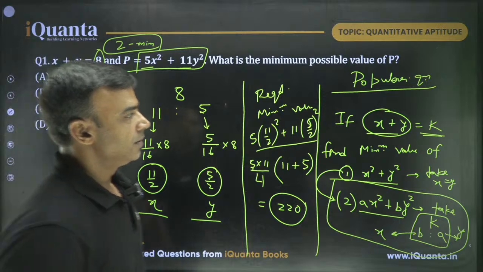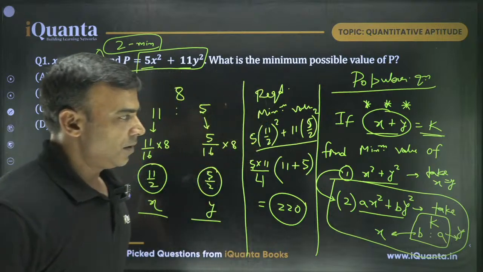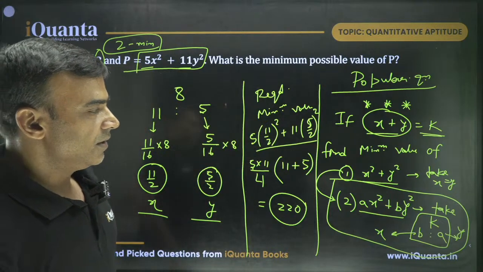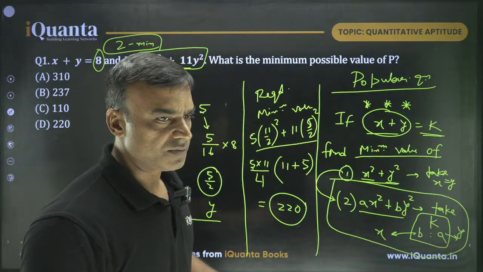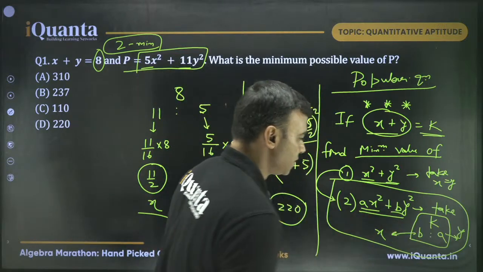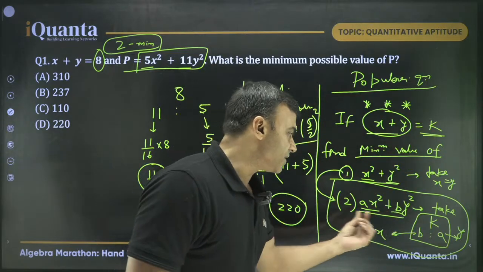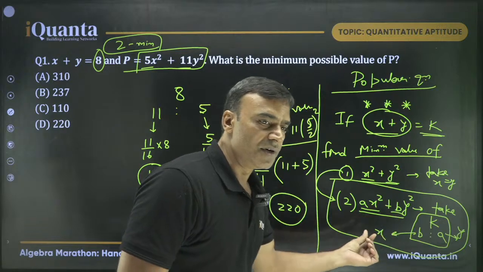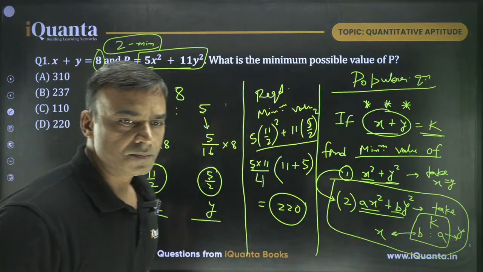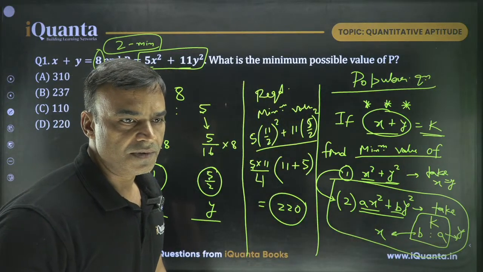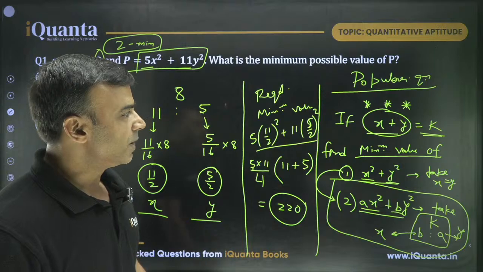Just in general, this is the condition: if the sum of two values is given, and the minimum value is asked for some combination of squares of those variables, with some coefficient also, what you need to do is take that value k and divide in the reverse ratio. Divide in the reverse ratio. So here the coefficients are a and b, so divide in the order b is to a. Very good, fantastic. I'm so happy that you understood it now. So it becomes a very beautiful method.